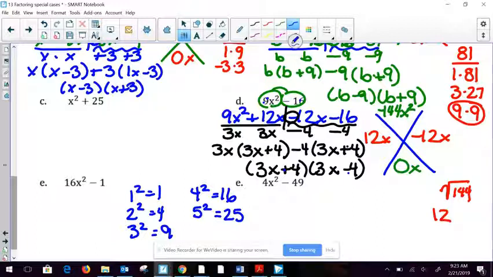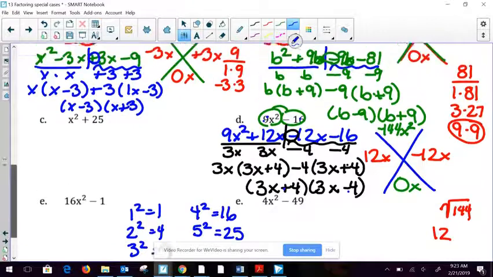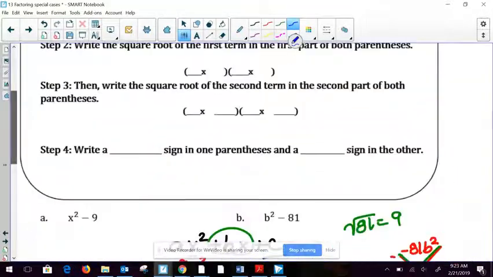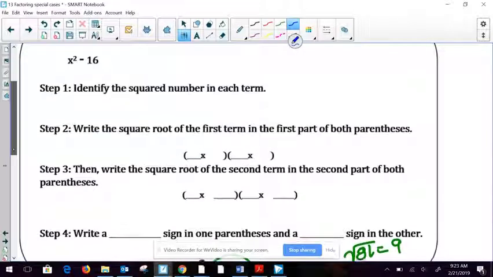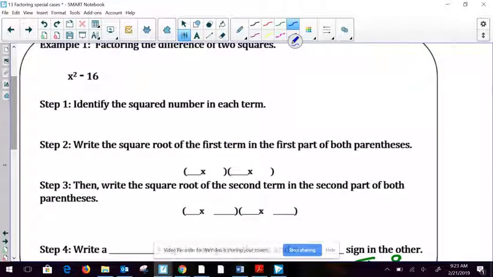Okay, so let's go ahead and go back to that box now. If we look at this box here, it says you want to identify the squared number in each term. So what number squared? Technically, x is x times x, and 16 is 4 times 4. And then what we want to do is write the square root of the first term in the first part of both parentheses.